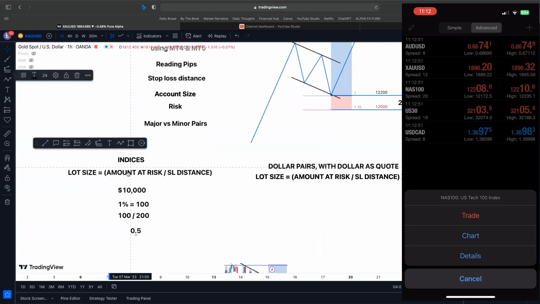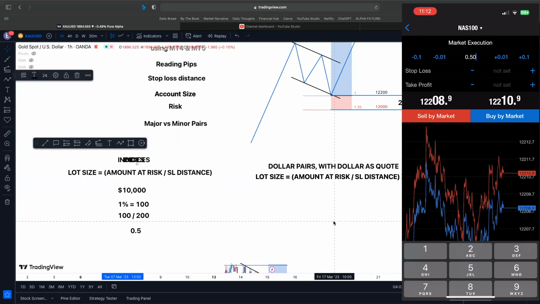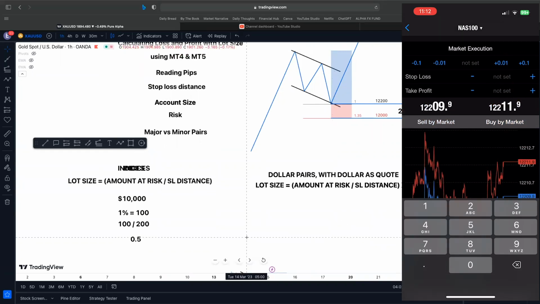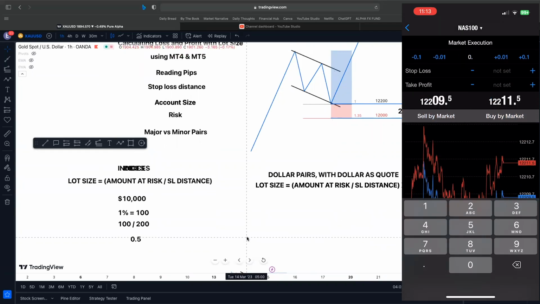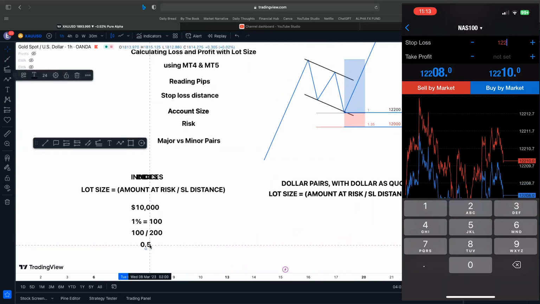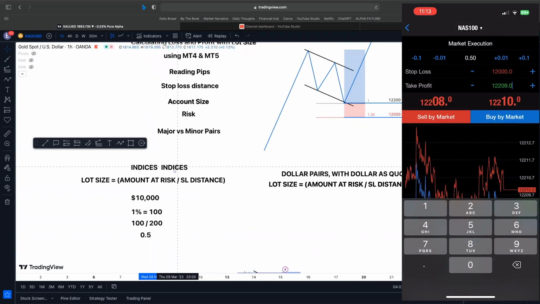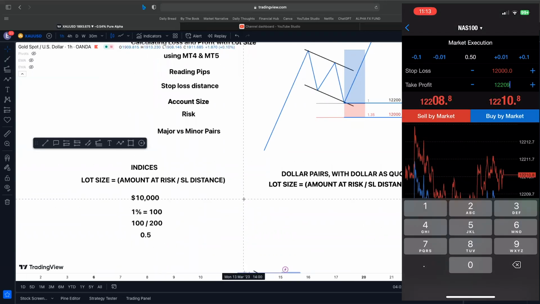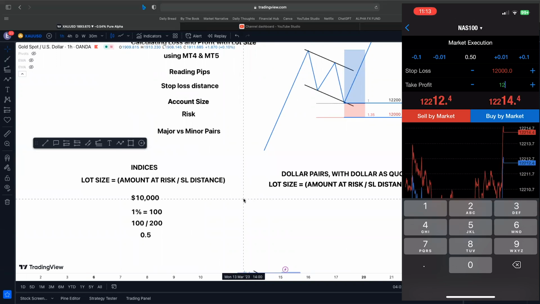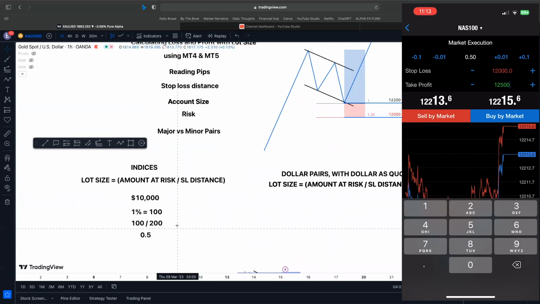Now when you have indices, do not calculate this by times 0.1, because you're going to get a much smaller lot size than what you are planning to get. Okay, so I hope that's clear. You can't do anything less than that when you're trading indices. So those two things are traded totally differently. Okay, that's how you calculate lot size on that one.